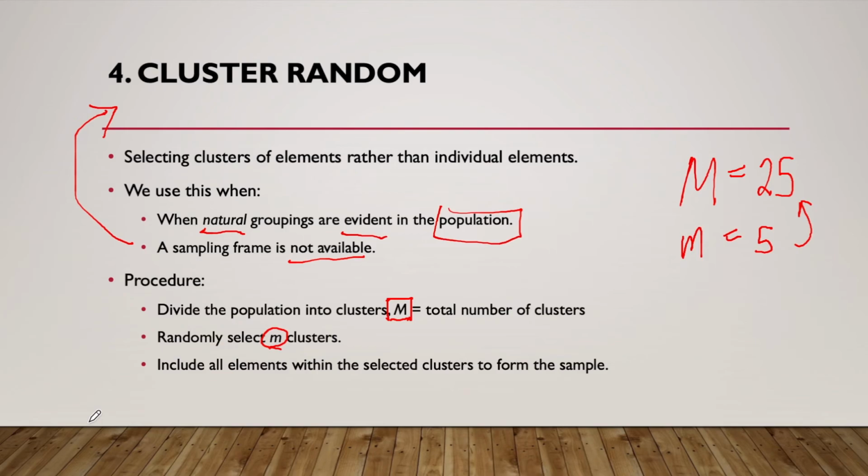And then when you choose these small m clusters, you must include all elements within those clusters to form your sample. So again, if there are 25 clusters in the big M, and you randomly select small m clusters, which is only 5, then in these 5 clusters you must be sure that everyone is selected. So that's how you do your cluster random sampling.